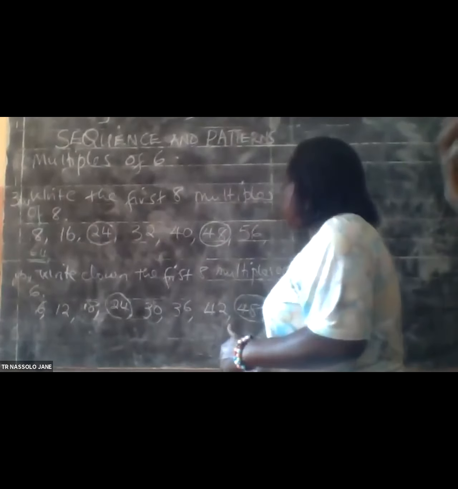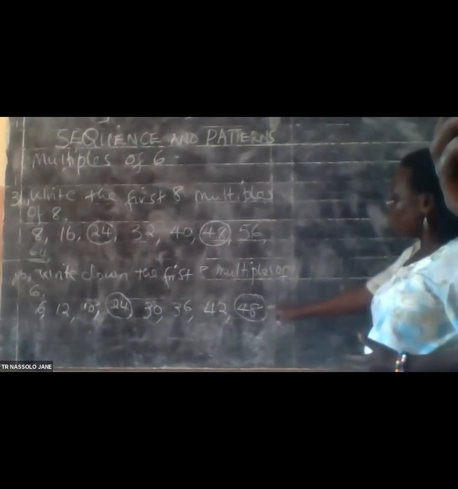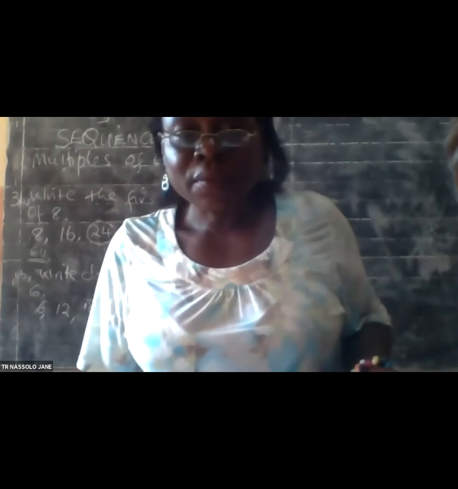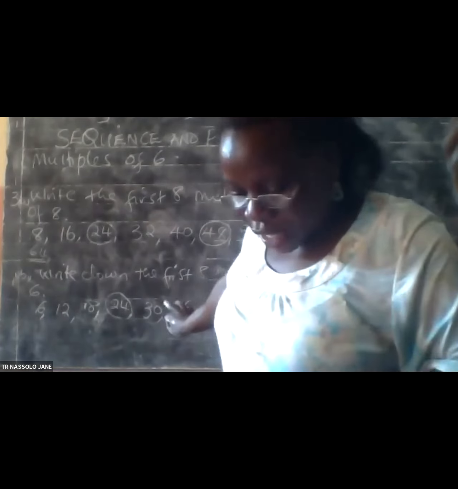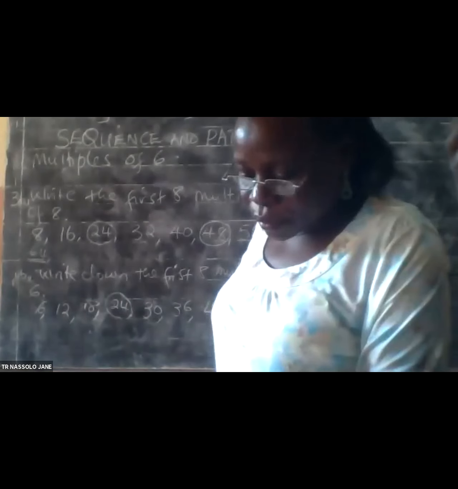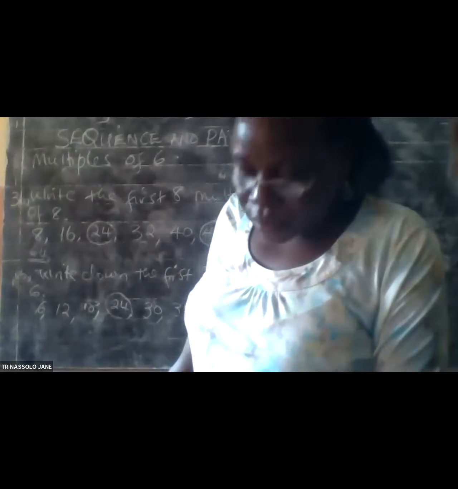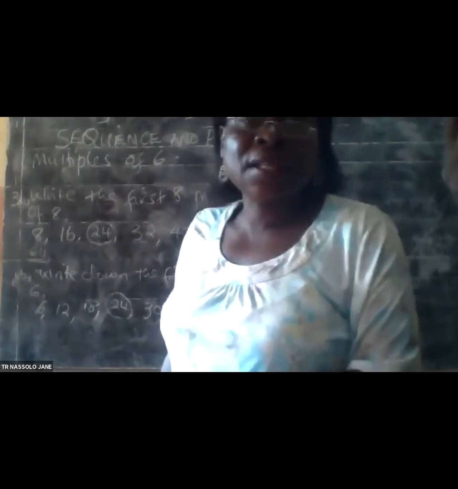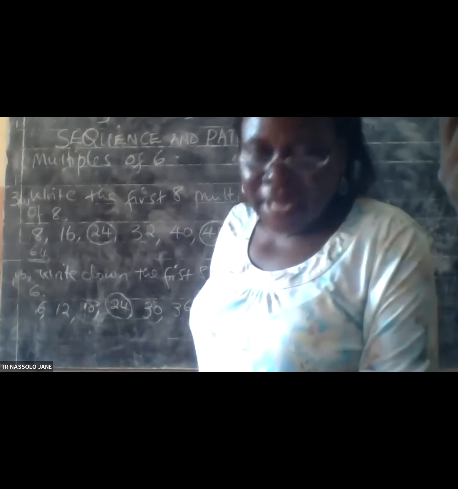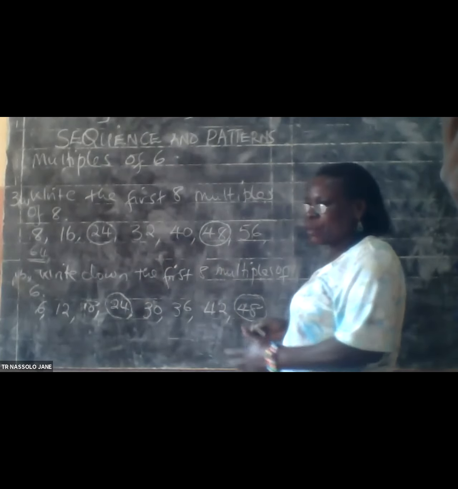Part D, if we want to find the next two multiples of both 6 and 8, can we achieve that with the numbers we have, or do we need more numbers? We need more numbers.